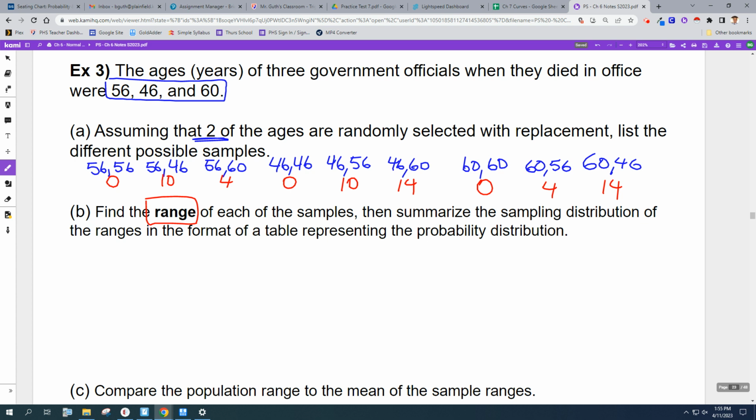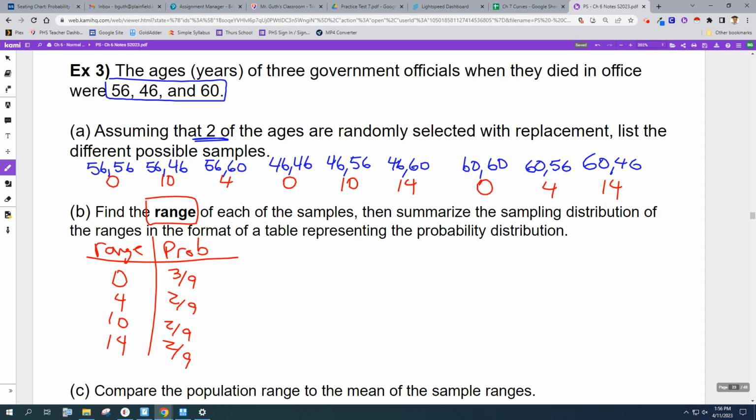Okay. Summarize using a table. So what's our table look like? We've got range and probability. The different values that the range could take on look like 0, 4, 10, and 14. Probability looks like there's 3/9 for a 0, 2/9 for a 4, 2/9 for a 10, and 2/9 for a 14. Feels like the same problem, yeah?